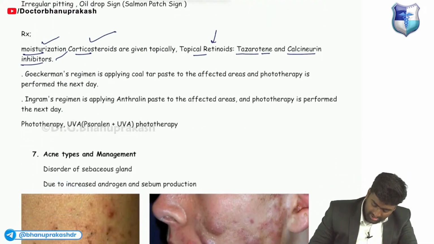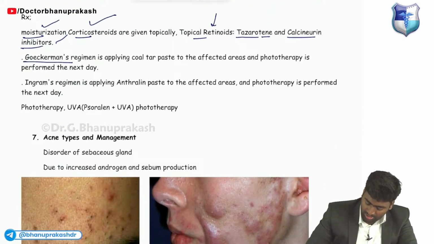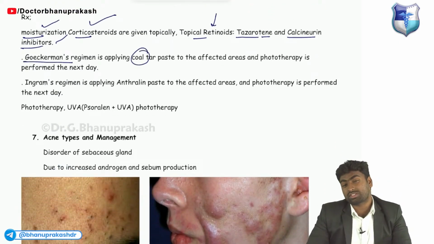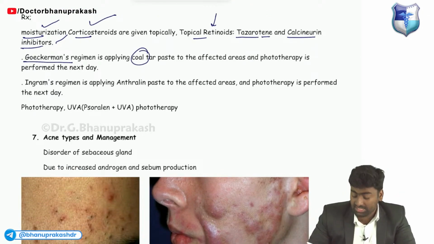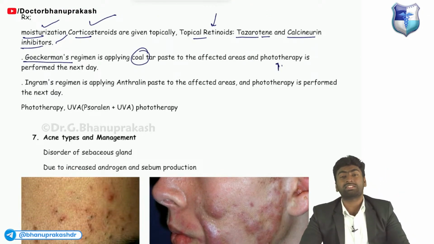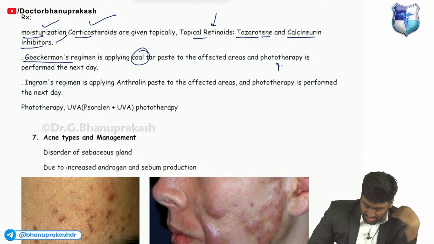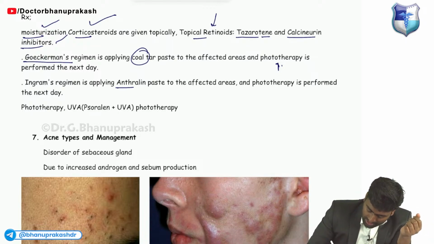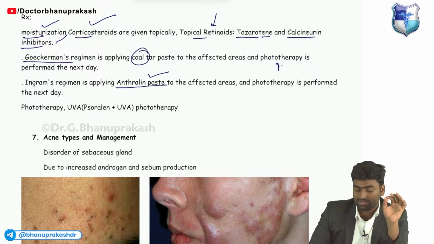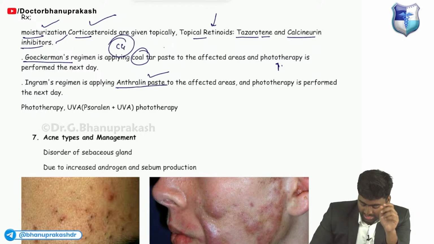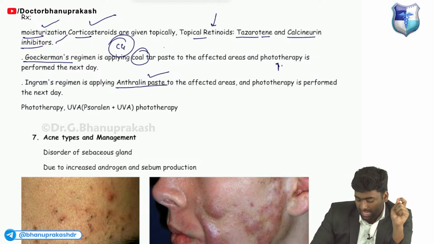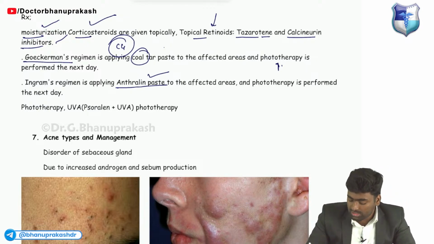See, one regimen is known as Goeckerman regimen. Okay, in the Goeckerman regimen, we'll use coal tar. We'll apply the coal tar paste to the skin and expose it to the phototherapy unit. Fine. Whereas in the case of Ingram regimen, what we'll do is apply anthralin paste. Remember, in Goeckerman's regimen we apply the coal tar, whereas in Ingram's regimen we apply anthralin paste and undergo phototherapy.